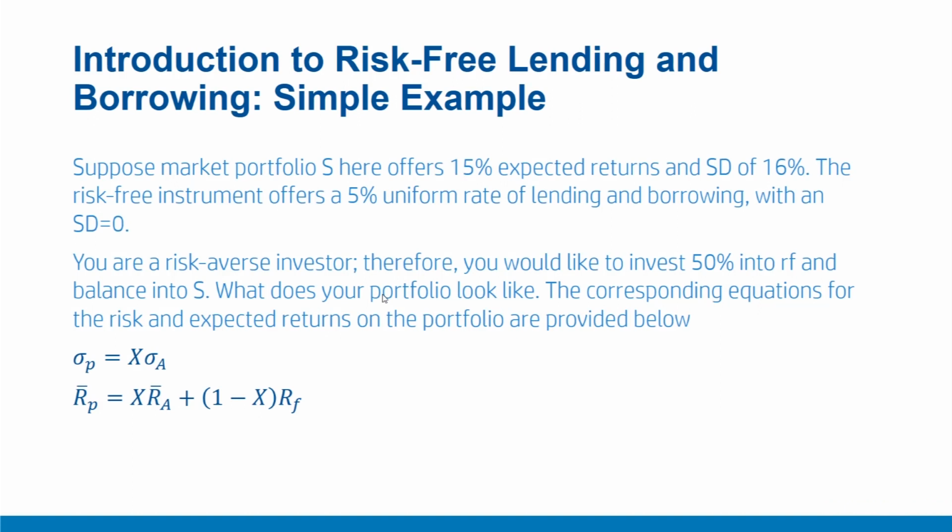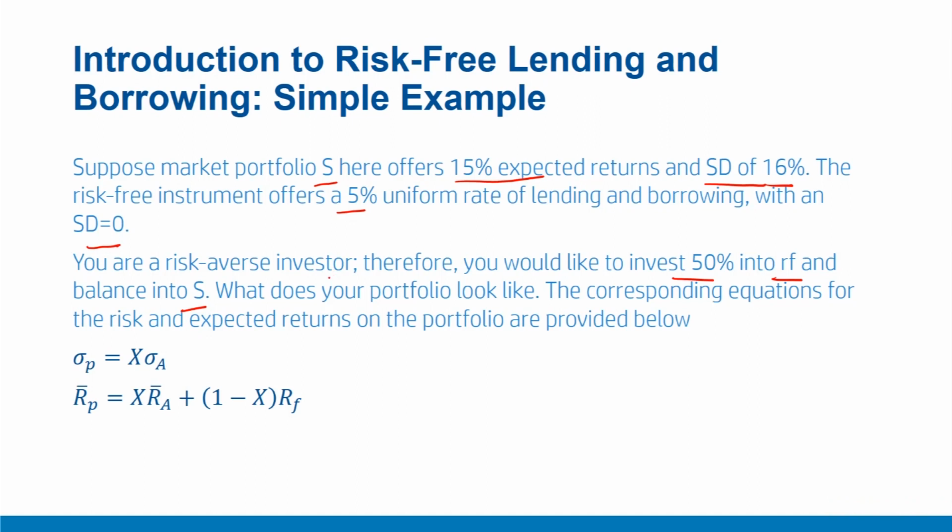Suppose the market portfolio that you have identified, the best optimum portfolio S, offers 15% expected return and a standard deviation of 16%. Also, the risk-free instrument available to you offers a 5% return for lending and borrowing, with a standard deviation or risk of 0. Now, you are a risk-averse investor, therefore you would like to invest 50% of your money into RF, which is risk-free, and the remaining 50% into portfolio S. Now, what does your portfolio look like?